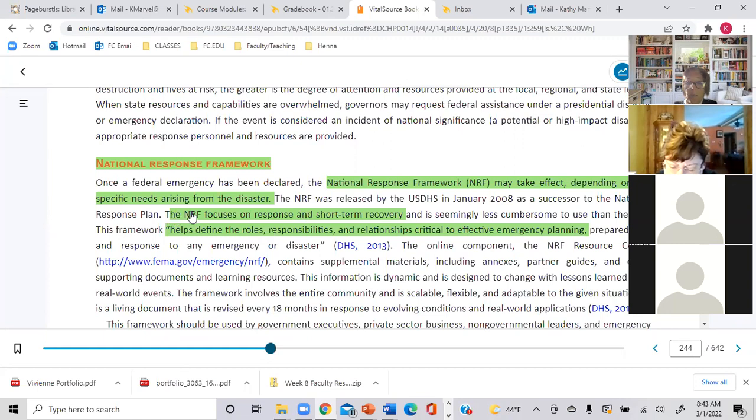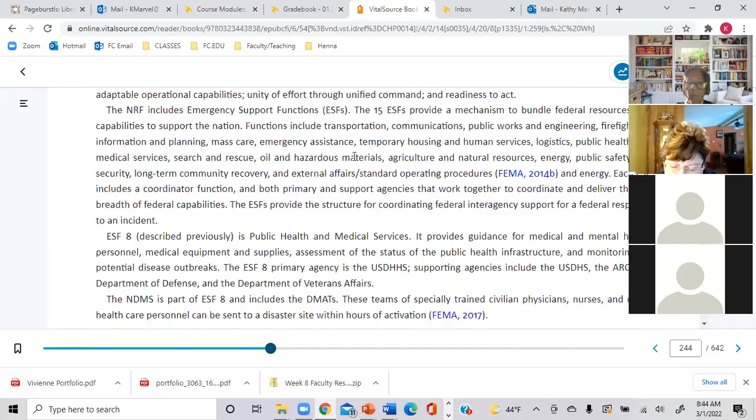We need to note the NRF focuses on short-term recovery. It helps define the roles, responsibilities, and relationships critical to effective emergency planning. So yes, it's under the Department of Homeland Security, but this is the big organization that is going to be coordinating the disasters. Okay.